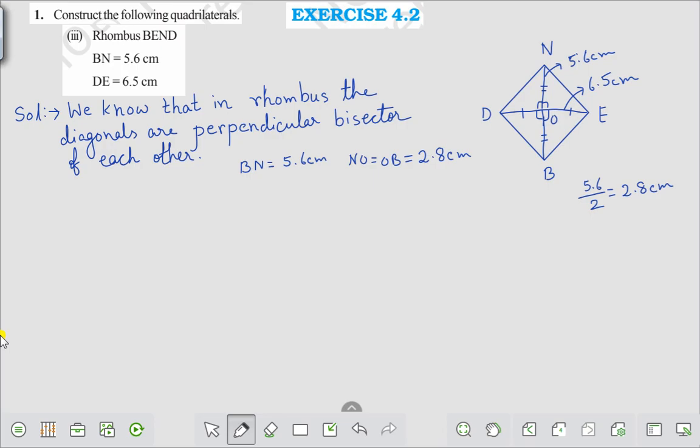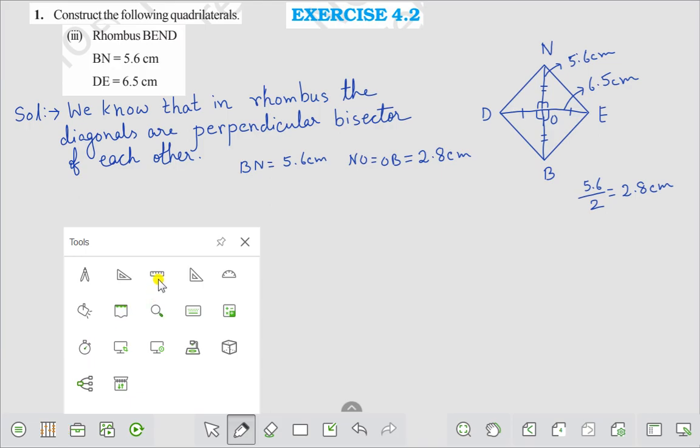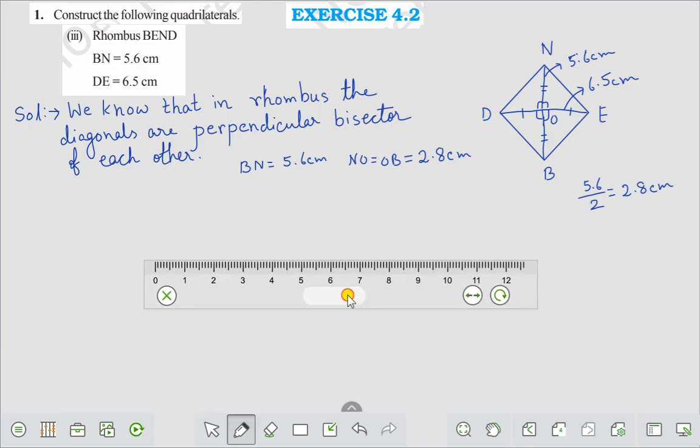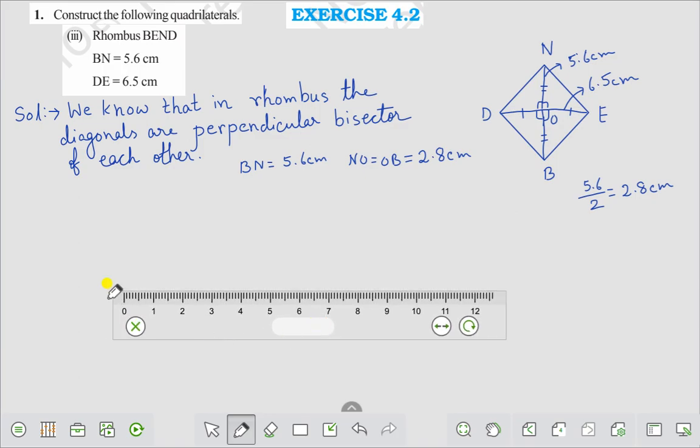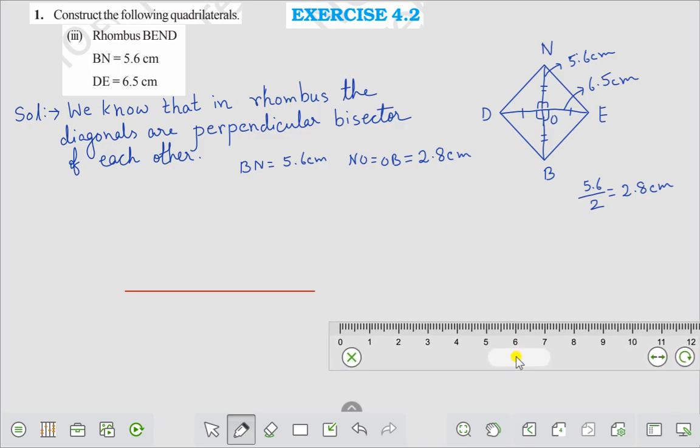First of all, let us take a line segment DE with the help of a ruler. We have taken DE as 6.5 cm. You see, this is exactly 6.5 cm, right? And the name of this line is DE. This is D, this is E, and it is 6.5 cm.